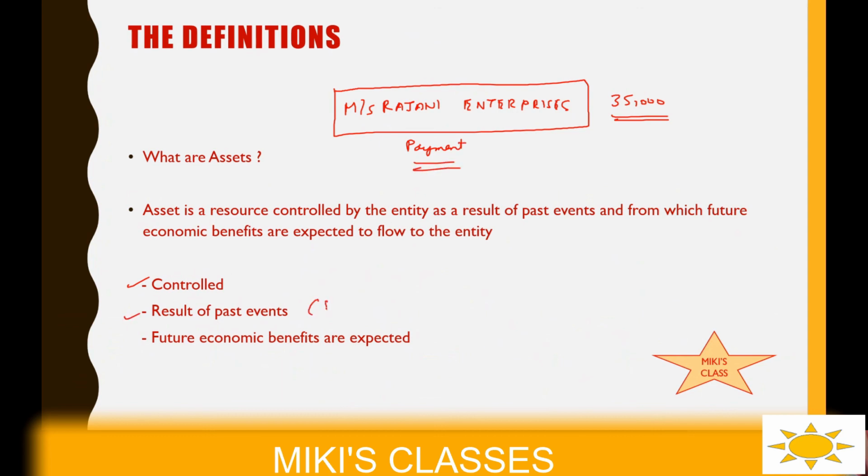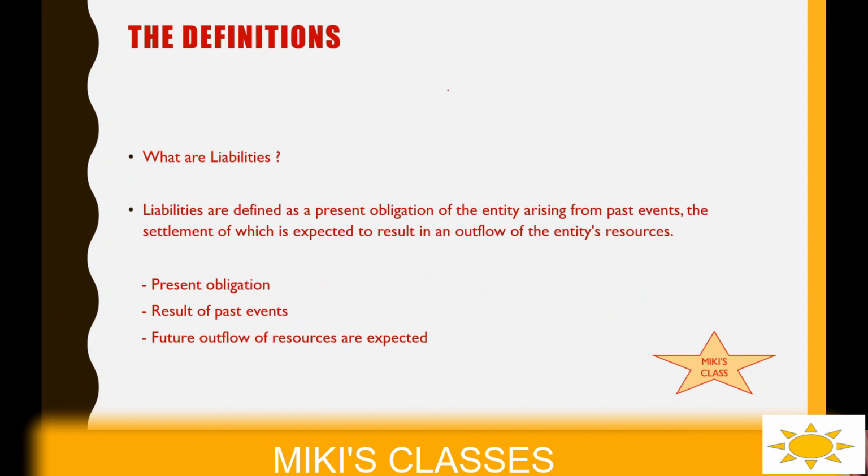Okay. Result of past event. What is the past event? We have delivered goods to Rajani Enterprises. We have given them goods, right? So that is the past event because of which we are expecting this money. Future economic benefits are expected. Yes, because we are expecting payment. We are expecting money, which means Rajani Enterprises fits the definition of an asset. Correct? So now we know this is an asset. So let's go to the final slide.